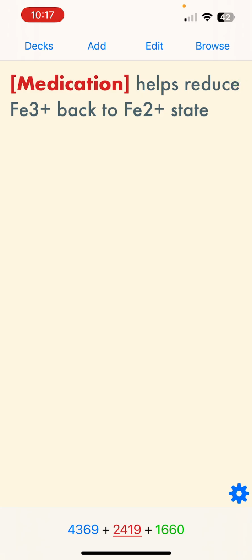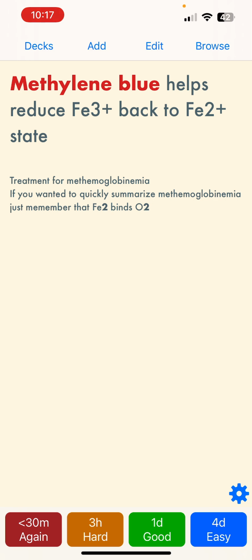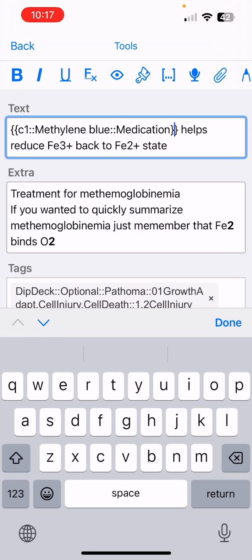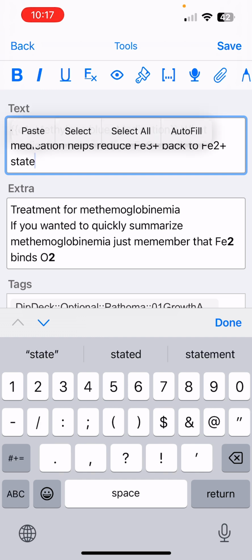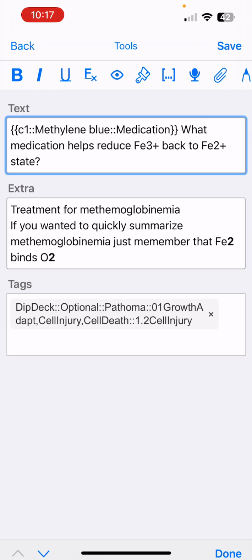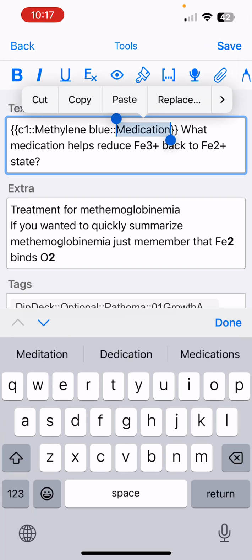Interesting. What medication helps to reduce iron 3 plus back to iron 2 plus state? Methylene blue, that's a medication. So come here and change it. What medication helps to reduce Fe3+, and so on. Well, let's just highlight the whole thing out.